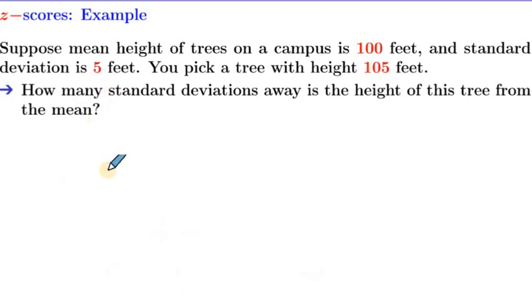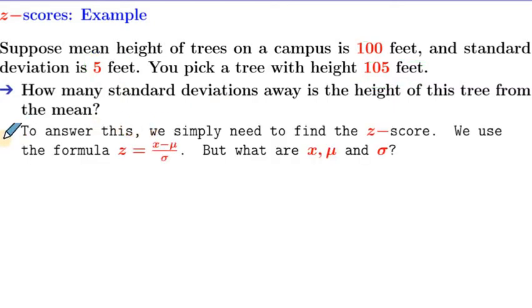Now let's look at another example. Suppose the mean height of trees on a campus is 100 feet and the standard deviation is 5 feet. You pick a tree with height 105 feet. We need to find how many standard deviations away the height of this tree is from the mean. To answer this, we simply need to find the Z-score. We use the formula Z equals x minus mean over sigma.